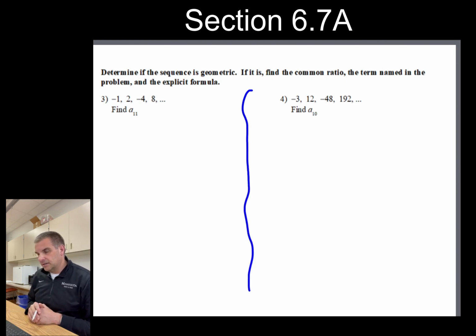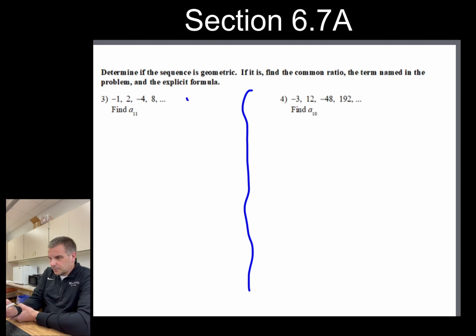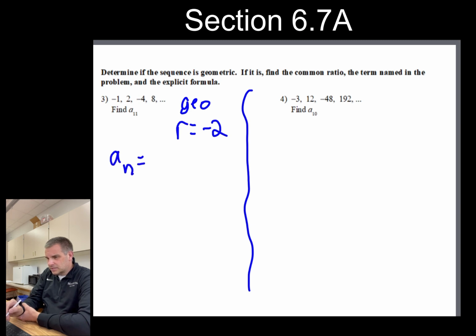So -1, just looking at it quick, -1, how do we get to 2? Multiply by -2. 2 times -2 is -4. -4 times -2 is 8. So yes, this is geometric. It has a common ratio of -2. So the formula, the nth term in the sequence, is going to be my ratio.